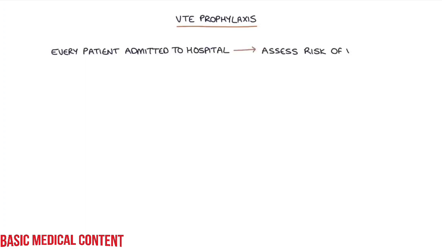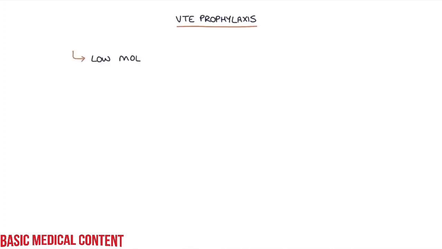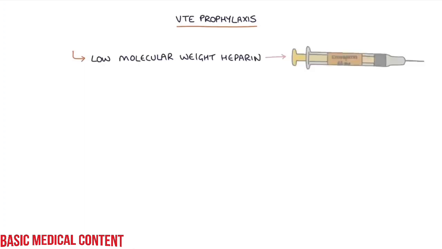Next, let's talk about venous thromboembolism prophylaxis, or VTE prophylaxis. Every patient admitted to hospital should be assessed for their risk of venous thromboembolism. If they're at an increased risk of VTE, they should receive prophylaxis unless it's contraindicated. Prophylaxis is usually with a low molecular weight heparin, such as enoxaparin.